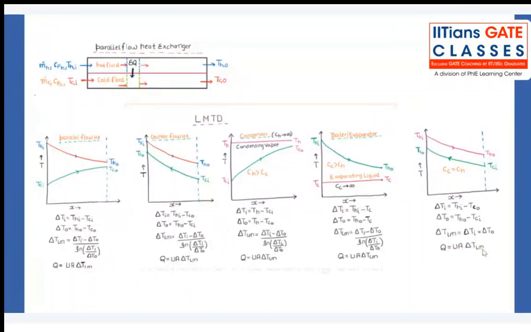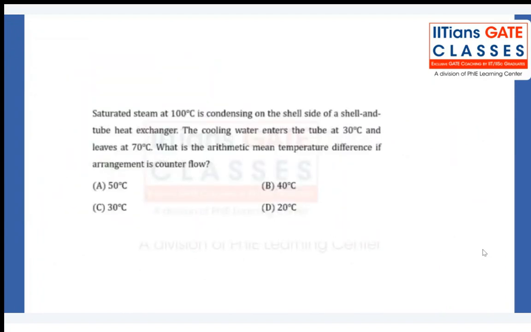So the only thing is, when you have to use log mean temperature difference, you should know which temperature differences you have to calculate for parallel flow and for counter flow. Let us say you have a condensing vapor case where steam is undergoing condensation, or an evaporating liquid scenario, or same heat capacity fluids flowing in the tubes. Let's look at this problem here.